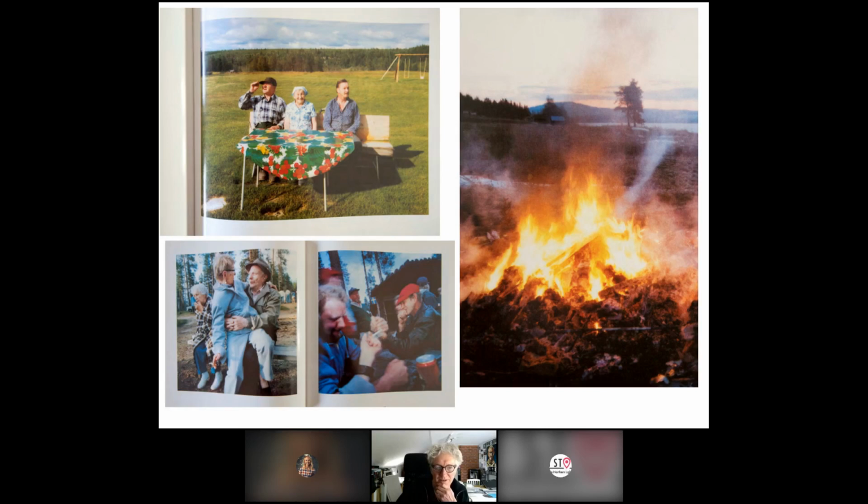And this is the family from Pajala, from Käymäjärvi. Here is the summer party in Kitkiöjoki, close to Pajala. And this is the 1st of May fire in Svanstein.